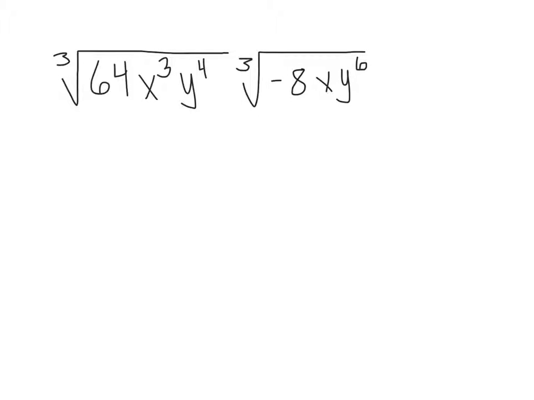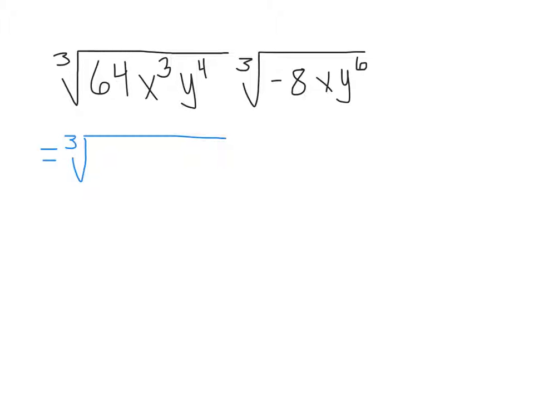Okay, let's simplify these cube roots. So to simplify the cube roots, we want to look underneath the cube root and determine what things are cubed that we can simplify with that cube root. So 64 is actually 4 cubed.